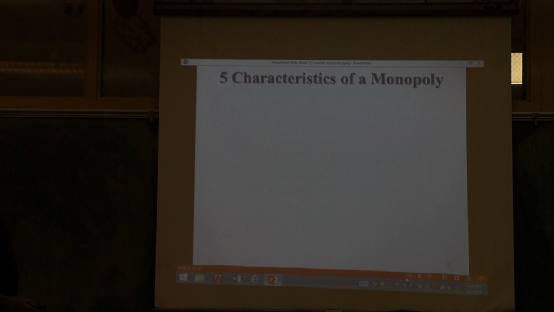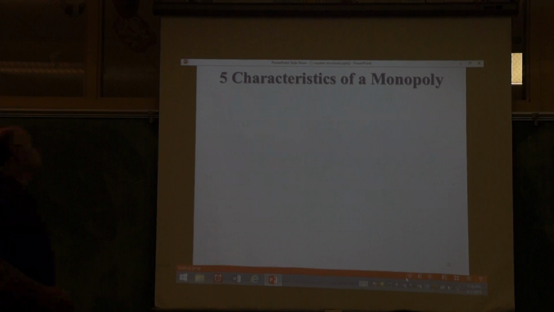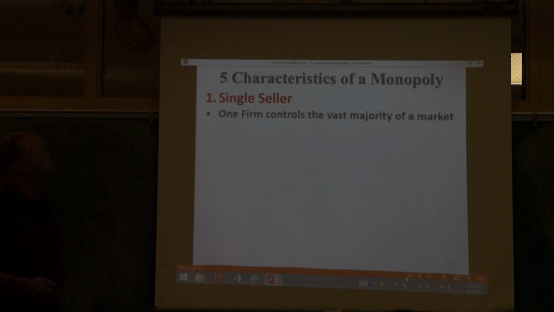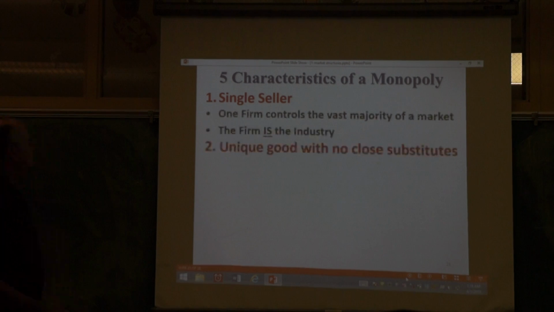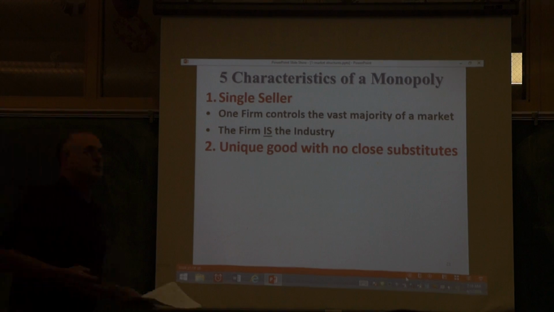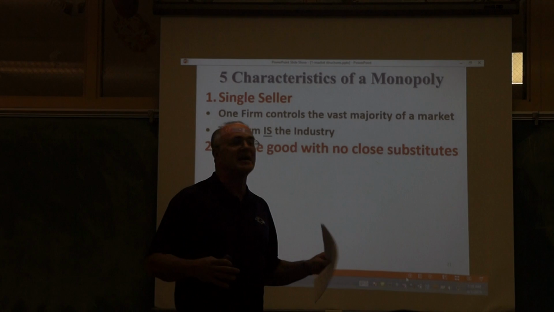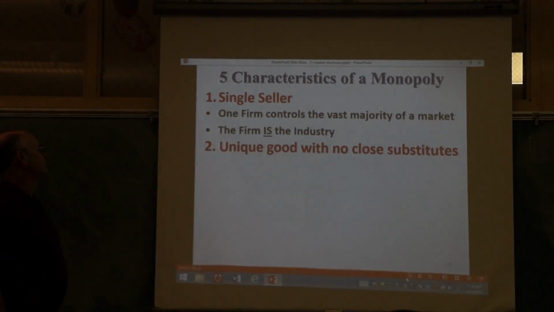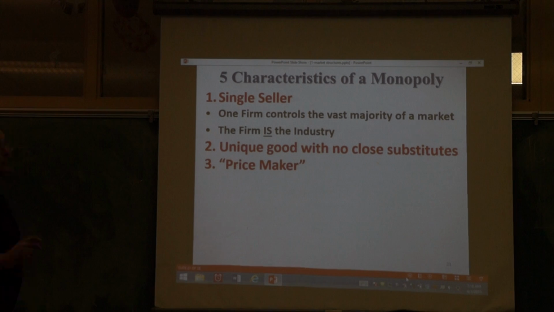I missed one. All right, here's your 5 characteristics of monopoly. Single seller. A unique good. So like the Orioles are a monopoly for Baltimore baseball. They're price makers.